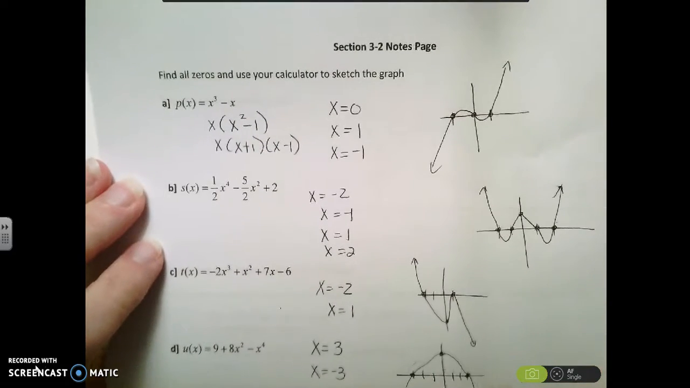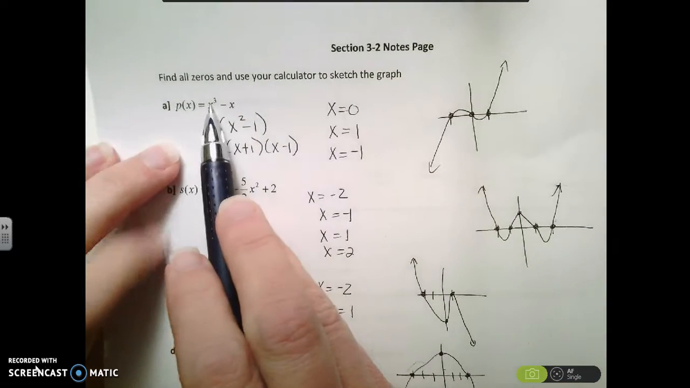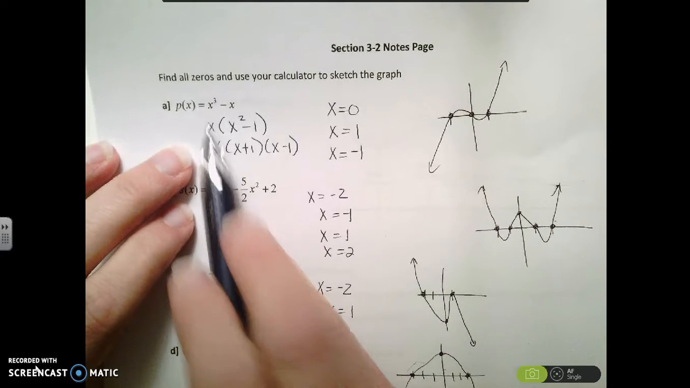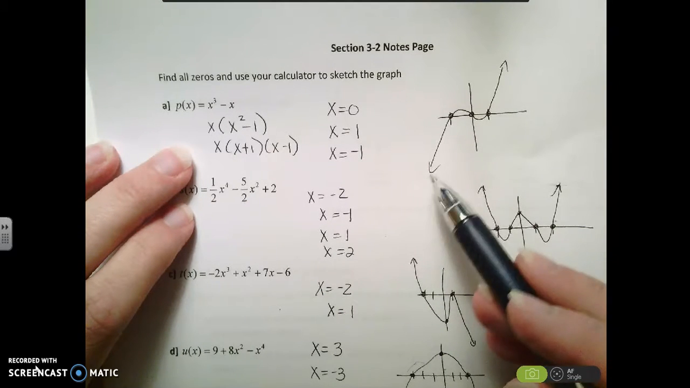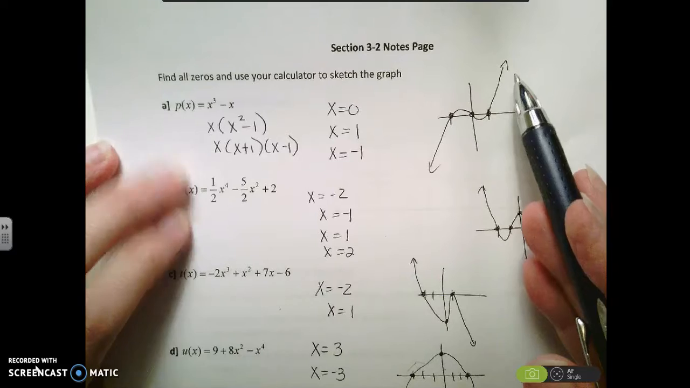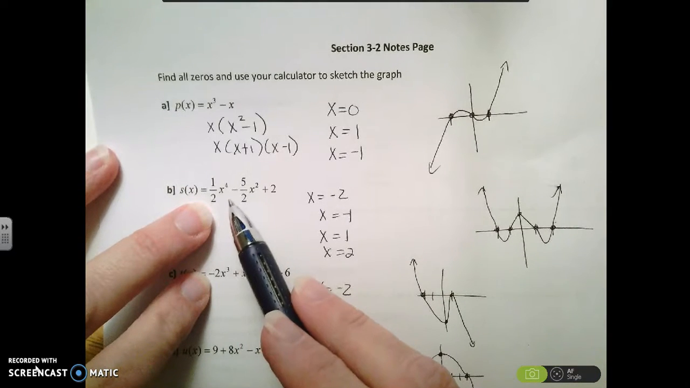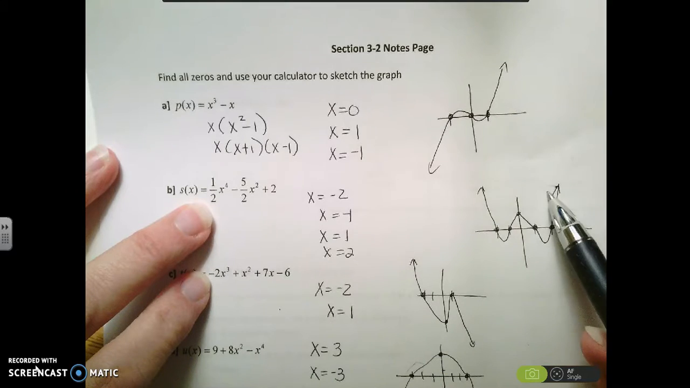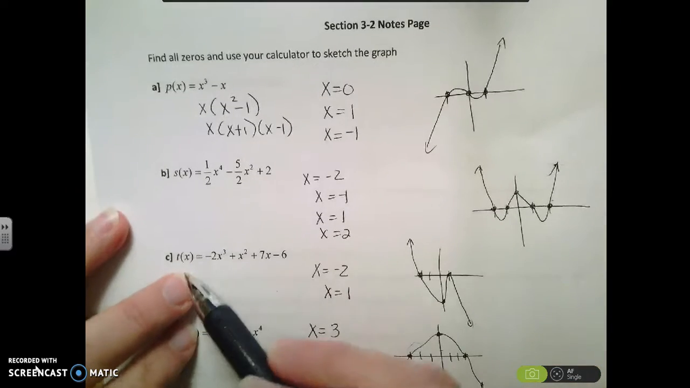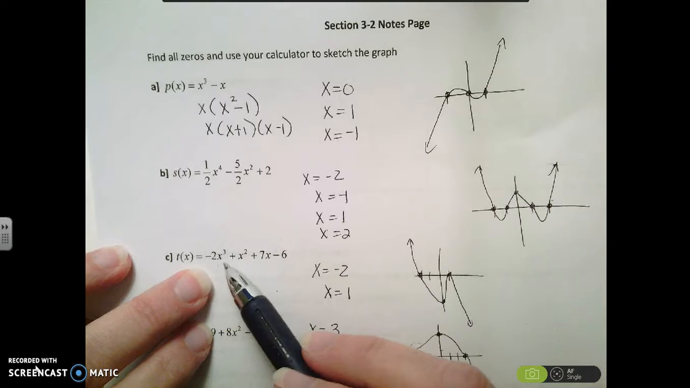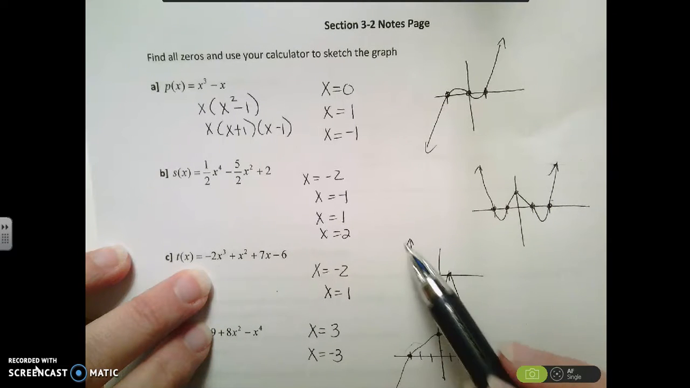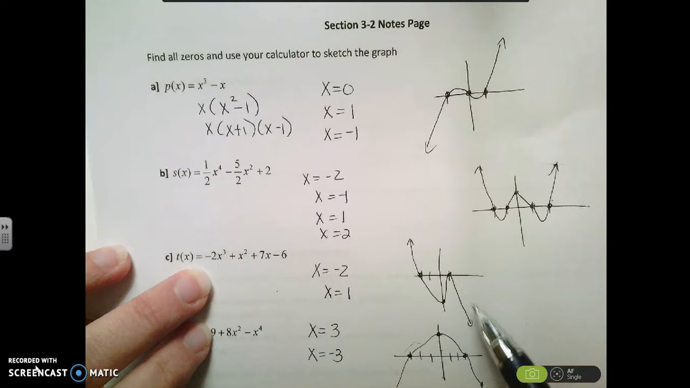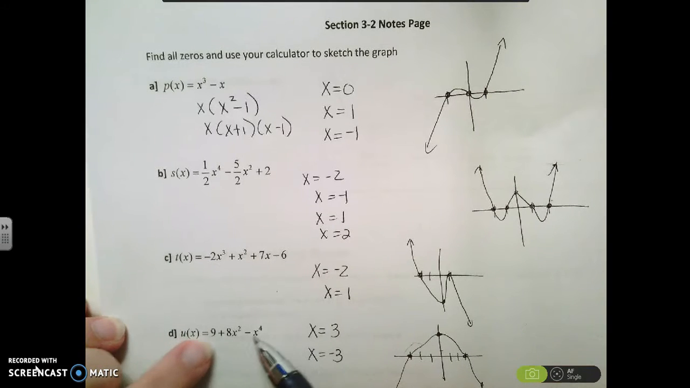So when we look at this graph here, we've got x cubed. Because it's cubed, we know we're going to have a down on the left and an up on the right. This one's x to the fourth power, so that means we're going to be up on the left and up on the right. This one is negative x cubed, which means we're going to be up on the left and down on the right. And this one is negative x to the fourth, which means we're going to be down and down.